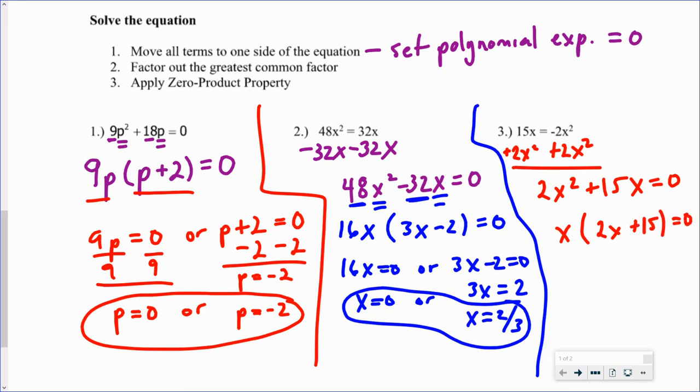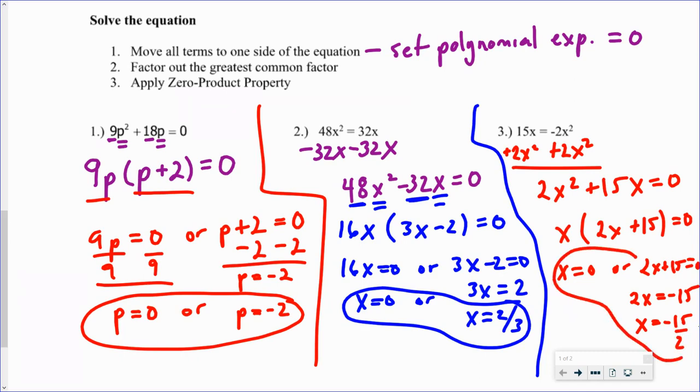As we have done in the previous examples, we're going to take each factor, set them equal to 0, and solve those equations. x equals 0 is all set. That one is solved completely. The second one, however, we have to subtract 15, so that's going to give us 2x equals negative 15. Then divide both sides by 2. x is going to equal negative 15 over 2. So these would be the solutions to our equation.